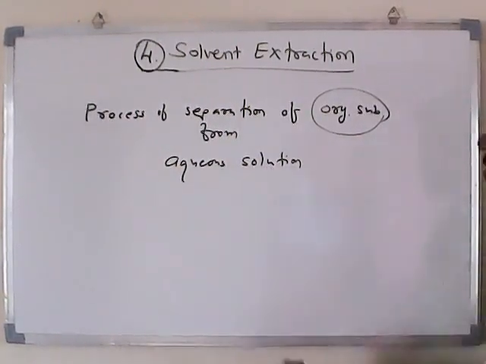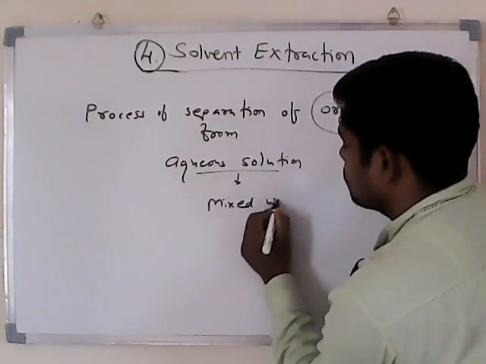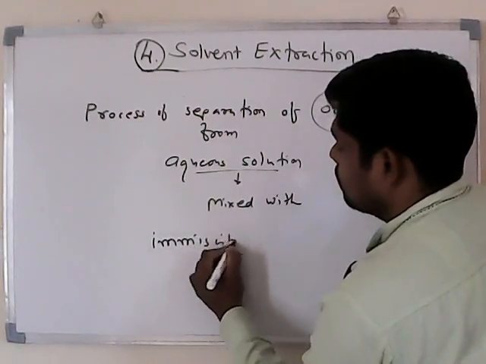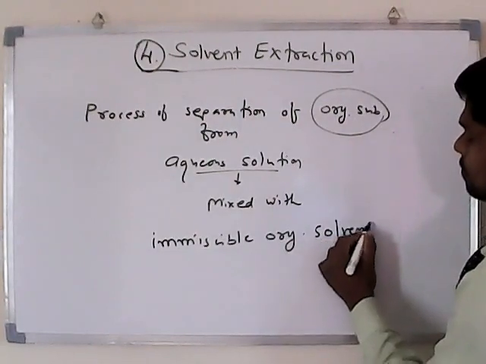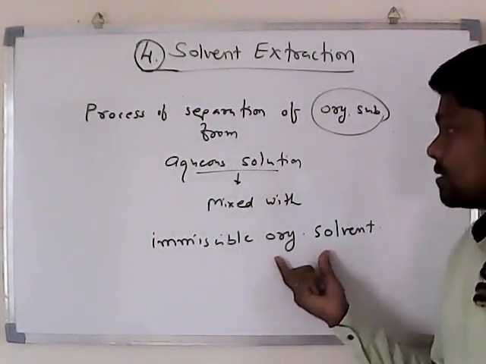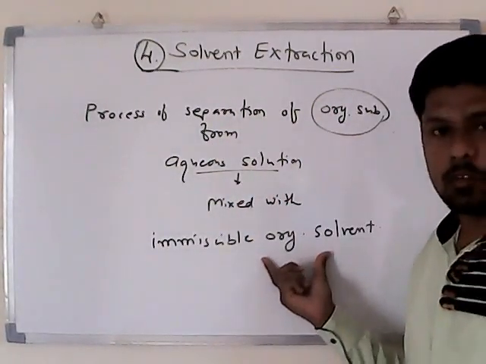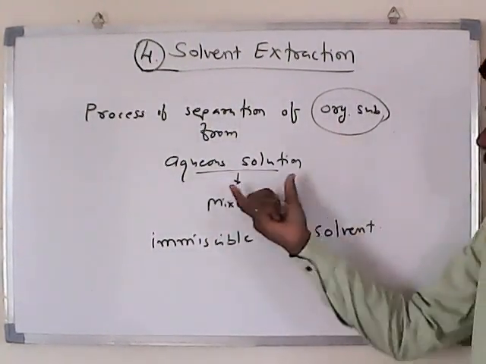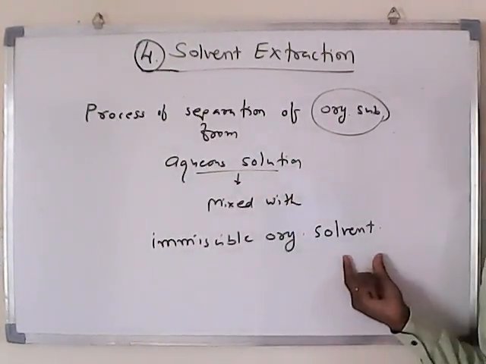This aqueous solution is then mixed with immiscible organic solvent. So friends, that is most important. Okay, that is also the principle of solvent extraction. The organic substance which is dissolved in an aqueous solution is then mixed with immiscible organic solvents.